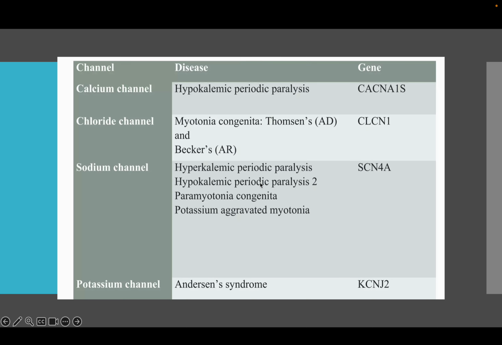But in this scenario, you need to remember hypokalemic periodic paralysis type 2 is due to the sodium channel, and type 1 is due to the calcium channel. The mutation in the sodium channel is SCN4A and in the calcium channel is CACNA1S. So these are needed. The remaining I will explain in the channelopathy topic.